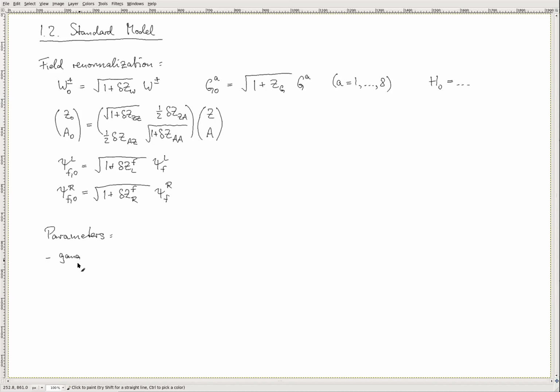So there are the gauge couplings. There are three of them. One for hypercharge, I call it g prime. So this is for the U(1). Then the weak SU(2), I call that coupling g. And the strong coupling, I call it g sub s. So this is for the SU(3).